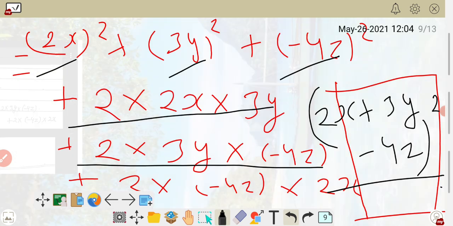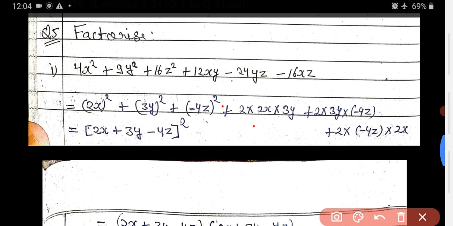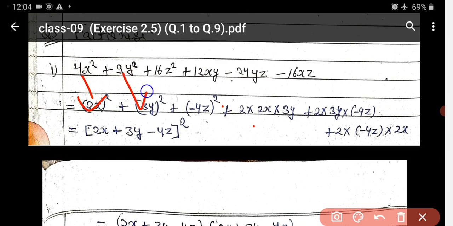Now I am telling you on the notebook, just see here. From the question you have to write first 2x whole square, 3y whole square, 4z whole square. Now here negative, it means one term's value is negative here, so z is common, so you have to put negative with z.